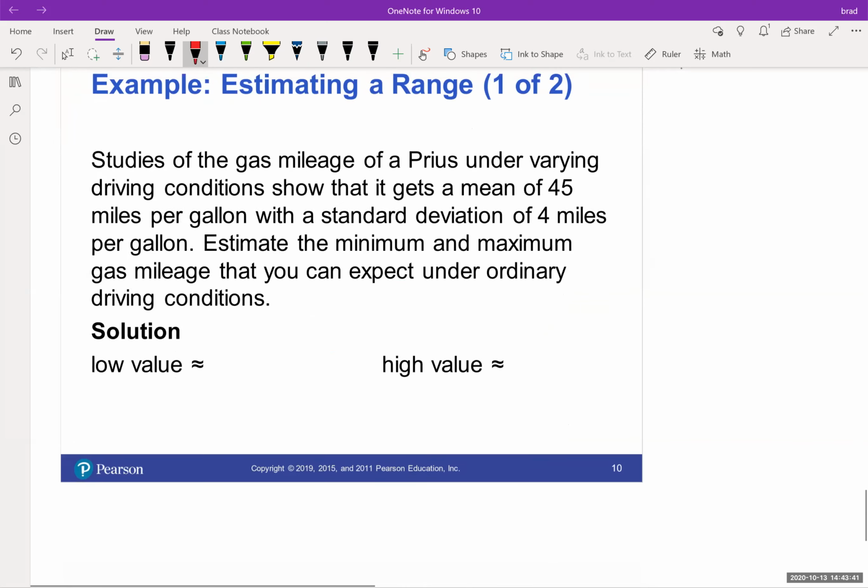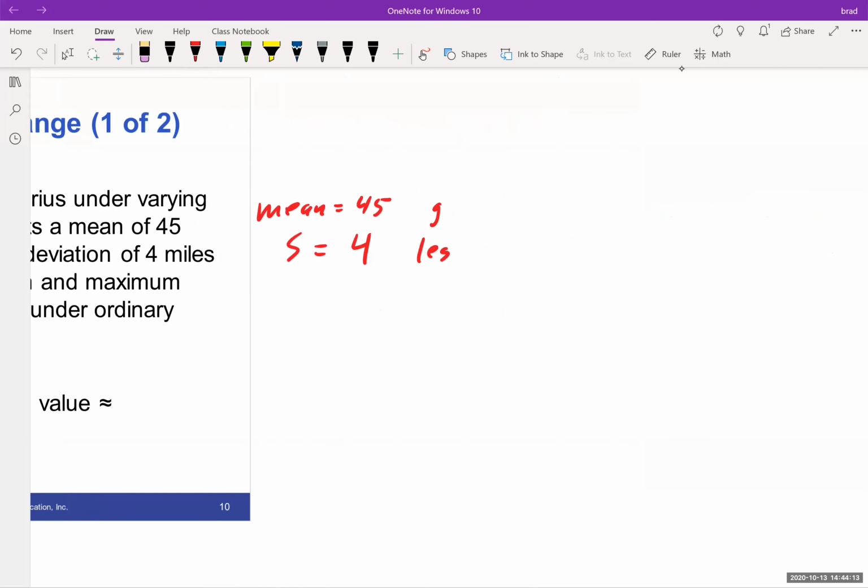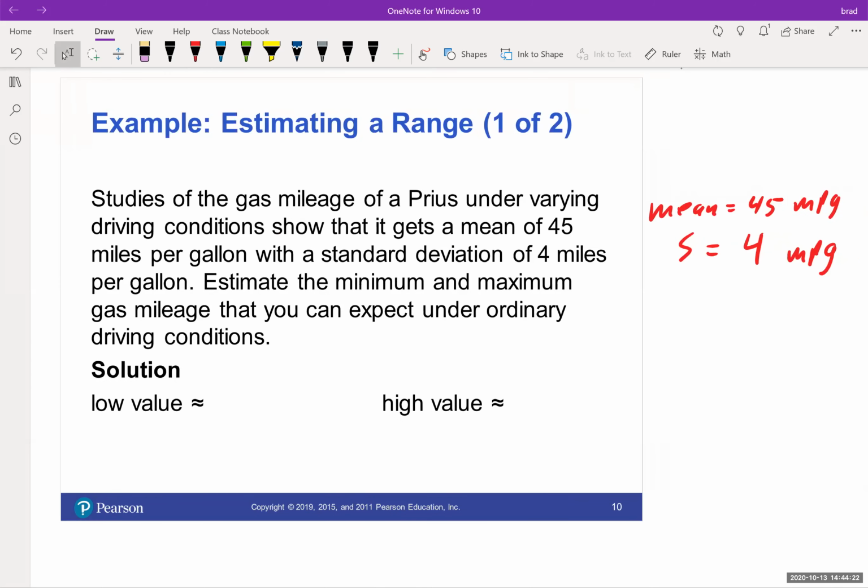Let's try one. Let's see if they have one here. Studies of gas mileage of a Prius under varying driving conditions show that it gets a mean of 45 miles per gallon, with a standard deviation of 4. I'm just going to write S for standard deviation from now on. Let's just do mpg. So that's our mean and our standard deviation.